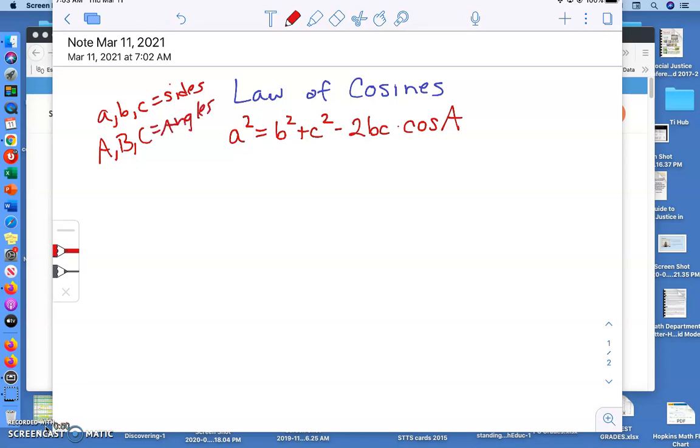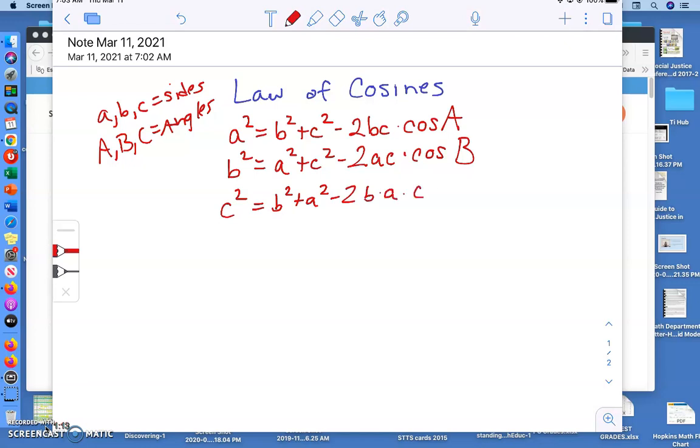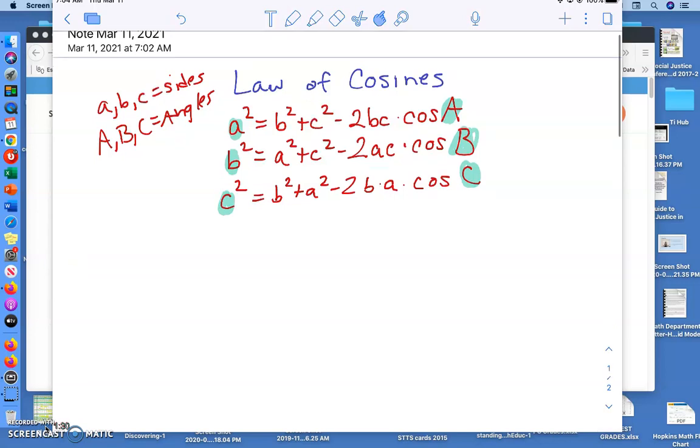The thing about this is we can switch around the letters. If this was b squared, then our other two sides go on this side: a squared plus c squared minus 2ac times the cosine of B. And if this was c squared, then our other two sides: b squared plus a squared minus 2ba times the cosine of C. The important thing to notice is that side A goes with angle A, side B with angle B, side C with angle C. And we're going to see when you use law of sines and law of cosines today.